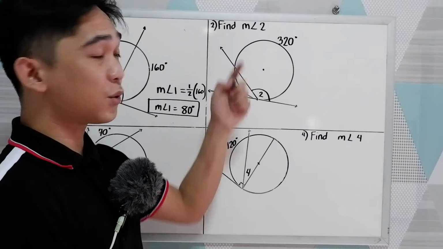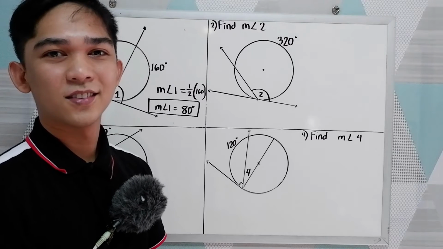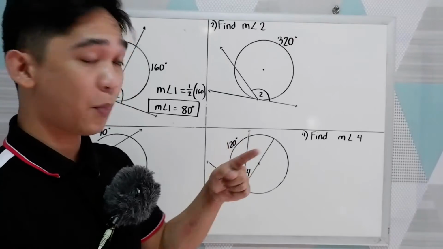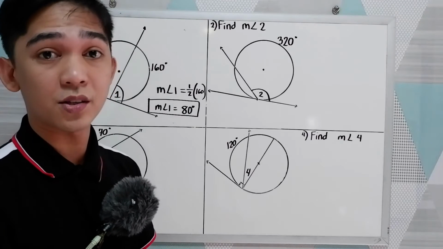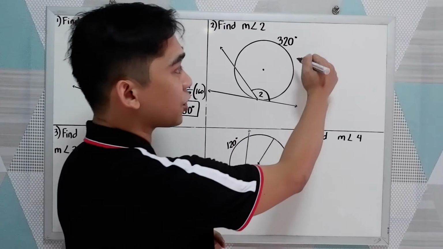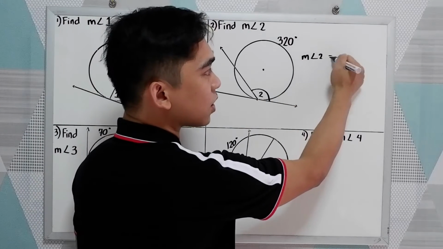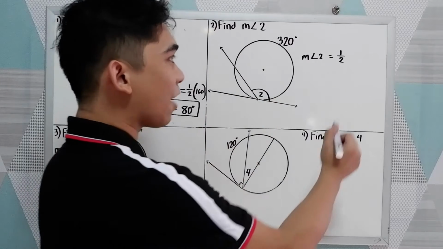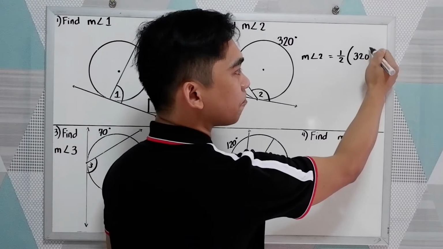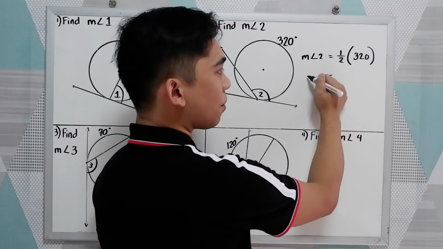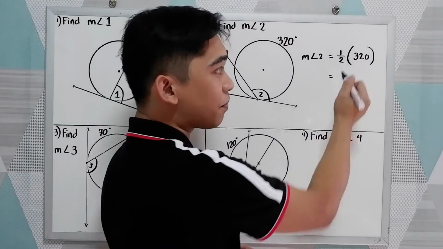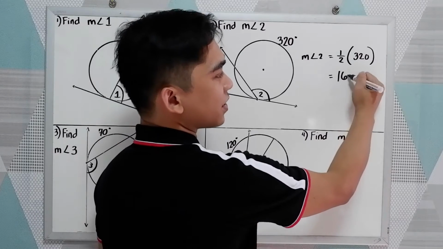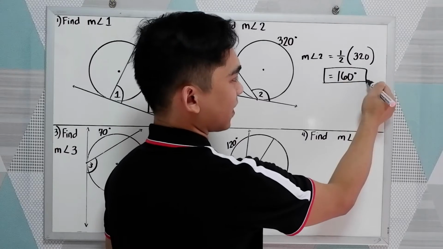Next, number 2. Find the measure of angle 2. If you want to try number 2, pause the video, then after answering, resume watching to check your answer. Number 2, so the measure of angle 2 is equal to 1/2 of the intercepted arc, 1/2 of 320. So the measure of angle 2 is 320 divided by 2, that is 160. So 160 degrees. Okay.